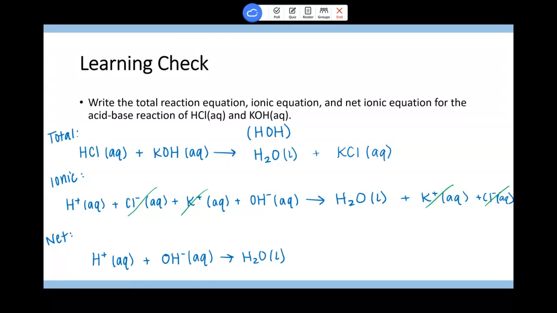I'll leave this up for a minute, but once you're done, go to the next slide and try writing out the total equation, ionic, and the net ionic.